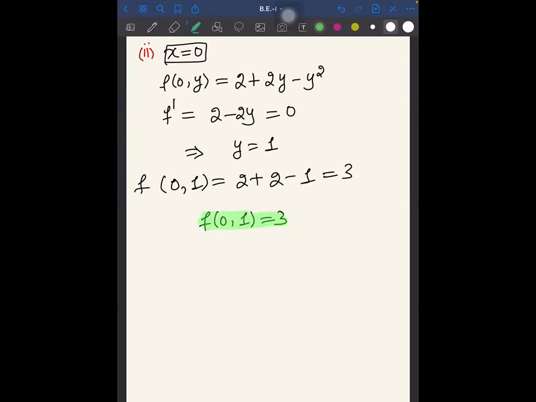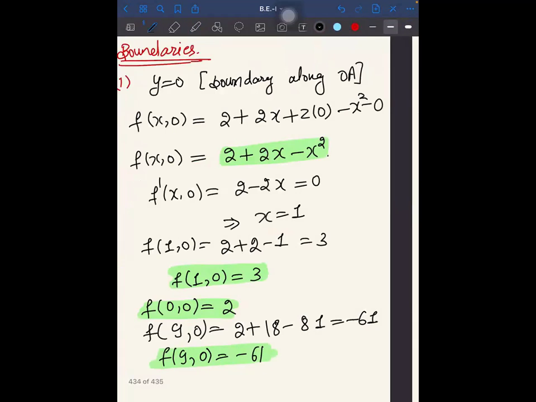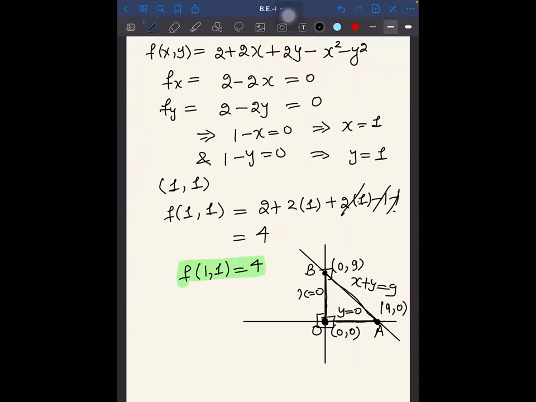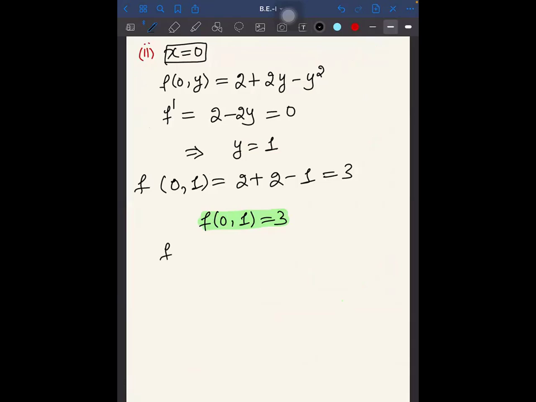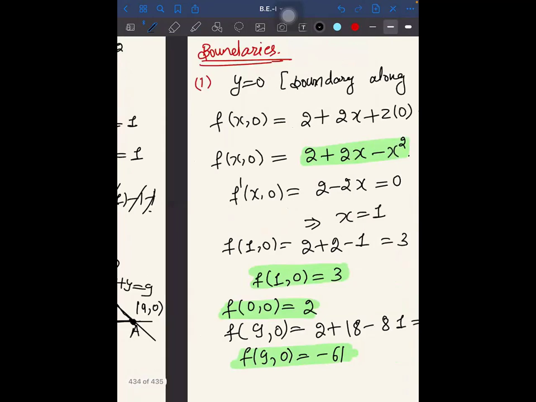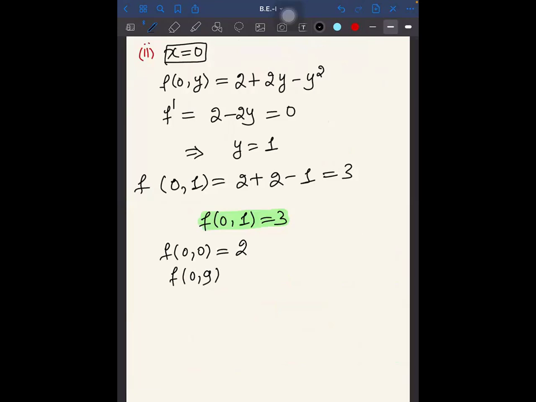So let's mark this. And again, we'll be dealing with the boundary points separately. So this is our boundary point, this and this. We know that f of (0, 0) will give you the same value. You can calculate it if you want. F of (0, 0) from here becomes 2, right? And what about f of (0, 9)? Let's calculate it. Again, it will give you a similar value: 18 minus 81, so this becomes minus 61. This is your f of (0, 9). So let's mark these two again.